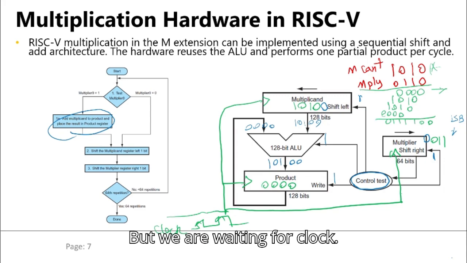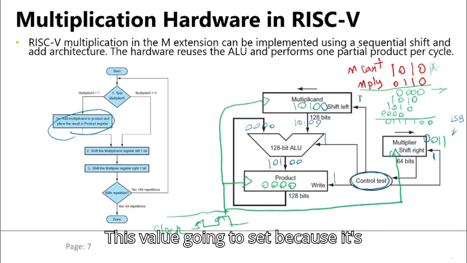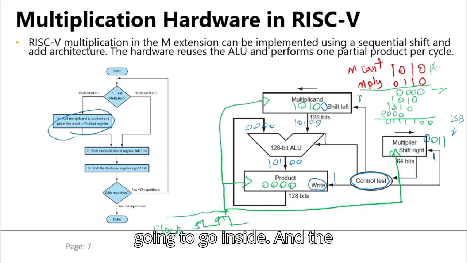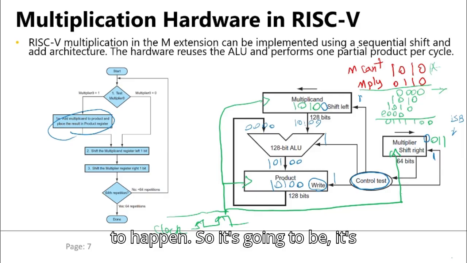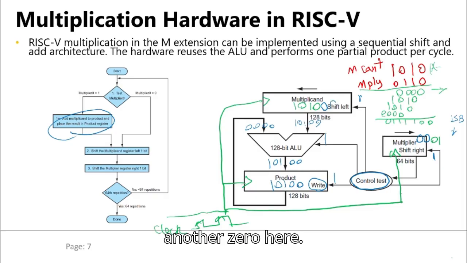But we are waiting for the clock. So when the clock comes, what happens? This value is going to be set because it's the right one. When the clock comes, this goes inside, and the shift happens to 0, 0, 1, 0, 1. One shift happens. So this is going to be here, and we're going to have another 0 here.